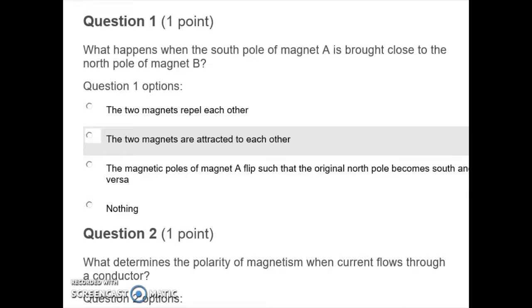So this video covers the Chapter 14 quiz. Number 1, what happens when the south pole of magnet A, so this is the south pole of one magnet, is brought close to the north pole of a second magnet? Opposites attract with magnets, so the answer is the two magnets are attracted to each other.